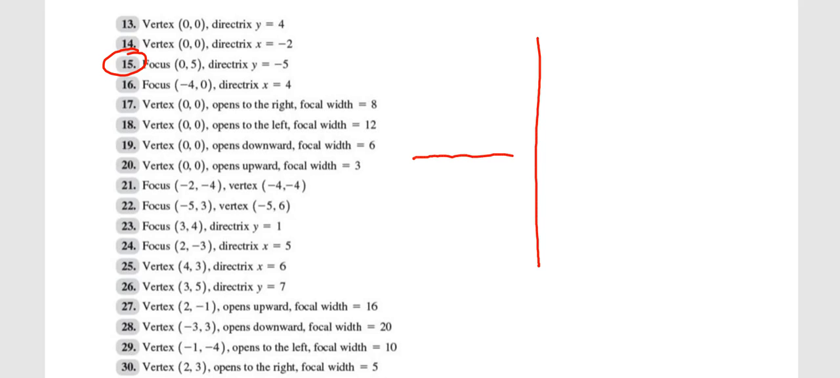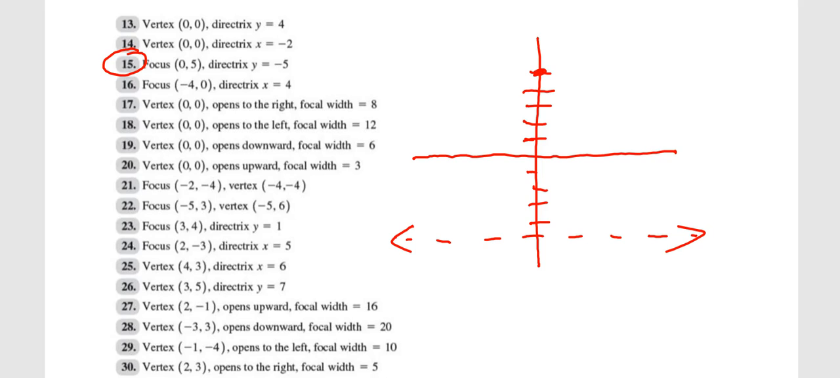What's the first thing we should do? Draw a picture. 1, 2, 3, 4, 5. So we know that's the directrix. And up 5 for the focus. Any idea what the vertex is? Nice. 0, 0. How do we know that's the vertex? It's halfway between, right?